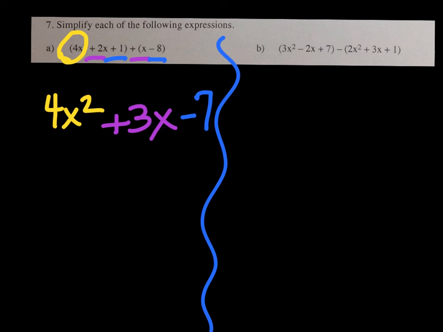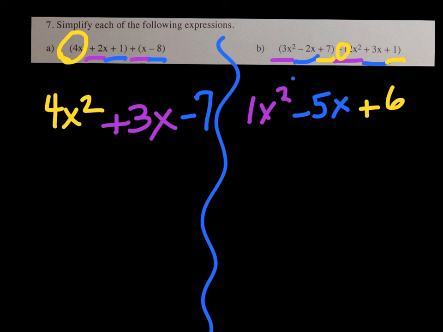On the right over here, now this one's a little bit trickier because this one you're subtracting everything. So this would be like 3x squared minus 2x squared. So 3x squared minus 2x squared is 1x squared. You don't need the 1 if you don't want to. And then we've got a negative 2x minus 3x. So negative 2x minus 3x is actually minus 5x. And then we have a 7 minus 1. And 7 minus 1 is a positive 6. And there you go.